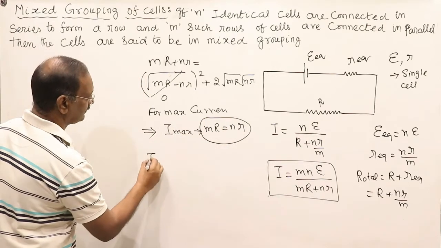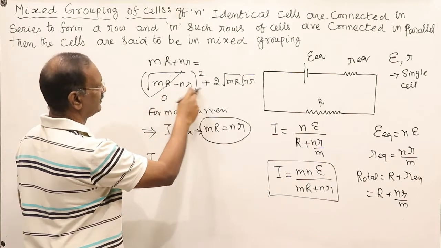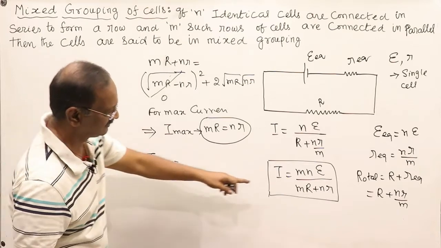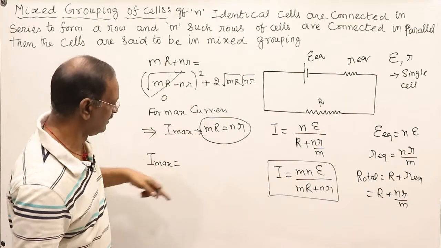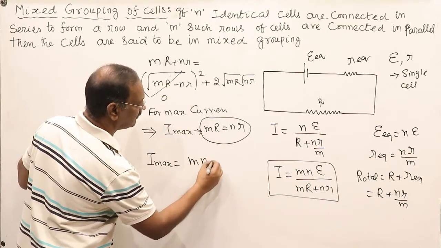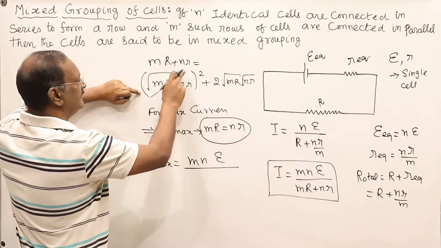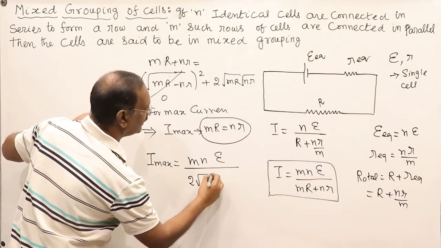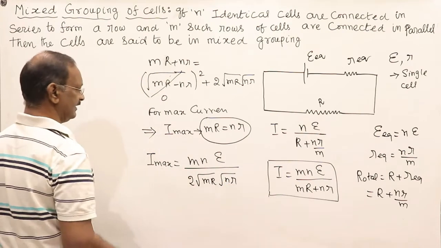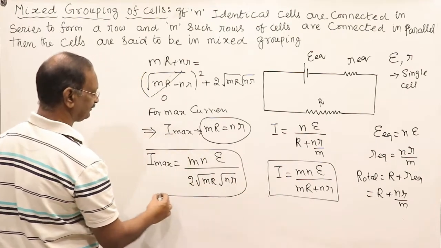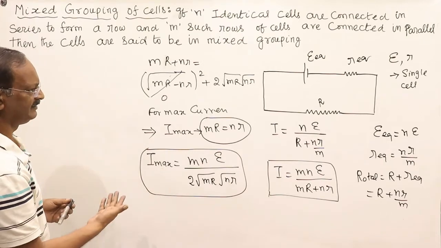So for I maximum current in the mixed grouping, this has to be 0. Then this expression is represented by this equation. This has become 0, so this will become m n epsilon divided by 2 into m R into under root n r, with this portion equal to 0. This is the condition for I max. We have derived it for the I max. So we can simplify this also.